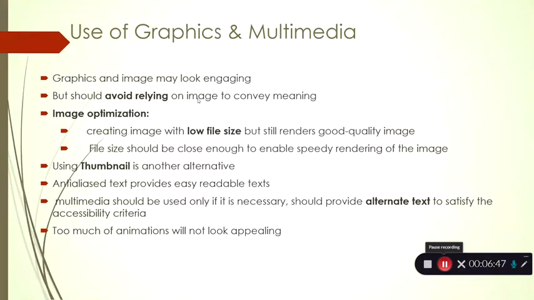Okay, so even if we need to use an image for some reason, then you have to create an image with the lowest file size possible. So that concept is called image optimization. There are different ways that we can do it. We can either reduce the file size and then include it in the website, or we can use a thumbnail, so that whenever it is needed, the user can click the thumbnail to open up the big image. Okay, those kinds of alternatives that we can follow as part of image optimization.